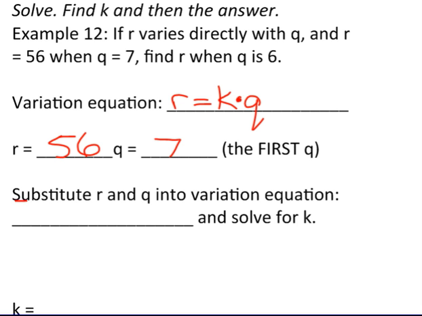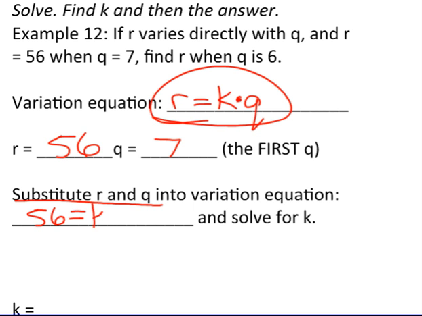What we're going to do is substitute r and q into the variation equation. So we have an r value, 56. We don't know what the k is. We have to find it. And we have a q, which is 7. So we have to solve for k. We use the first set of numbers to solve for k.